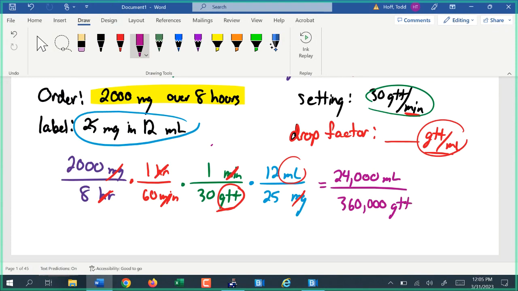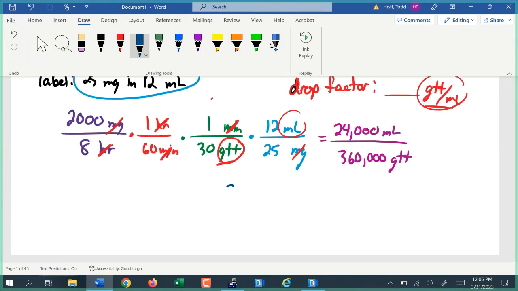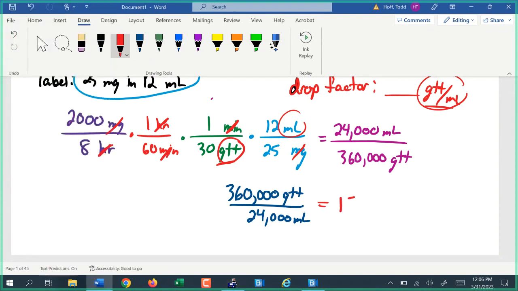And as I said, since we have milliliters over drops right now, and we want drops over milliliters, let's go ahead and take that reciprocal. So 360,000 drops over 2,400 milliliters. And now we'll divide it out. 360,000 divided by, not 2,400, but 24,000 gives us 15 drops per milliliter. So there's our drop factor, 15 drops per milliliter.